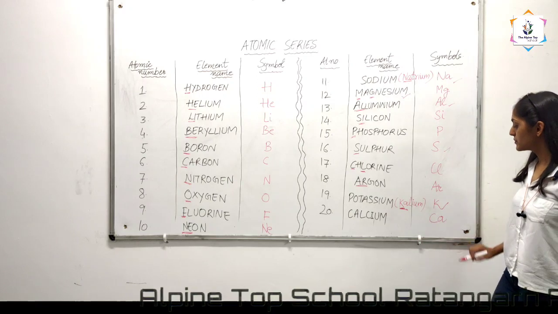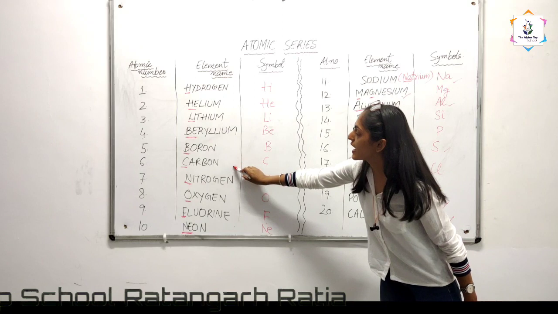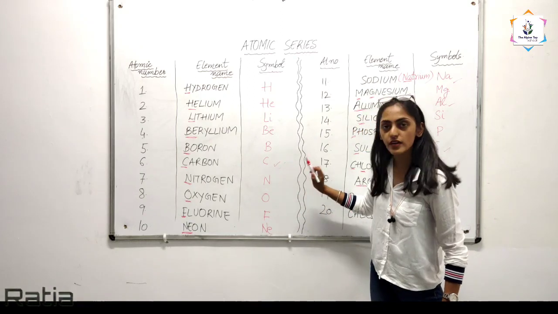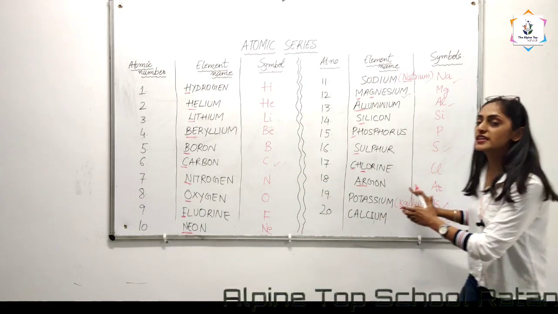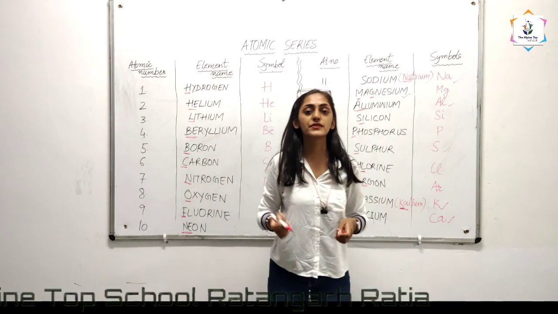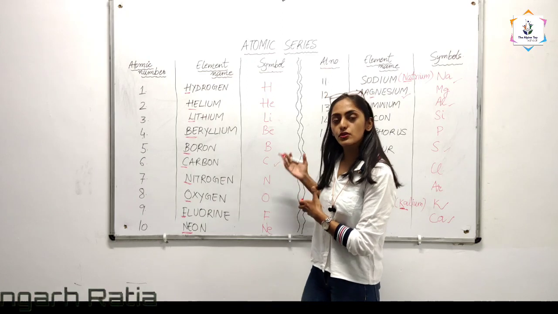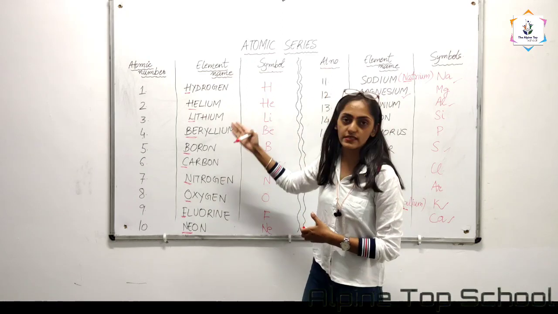Then calcium. Calcium is Ca and carbon is C. So understand the difference. It is C for carbon and Ca for calcium. Differentiate accordingly and do not mix the symbols with other elements. Learn this properly because this is very important for learning chemistry. So please learn this atomic series line wise.